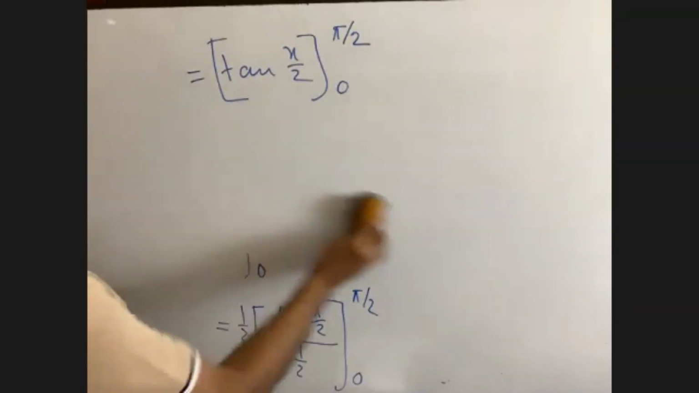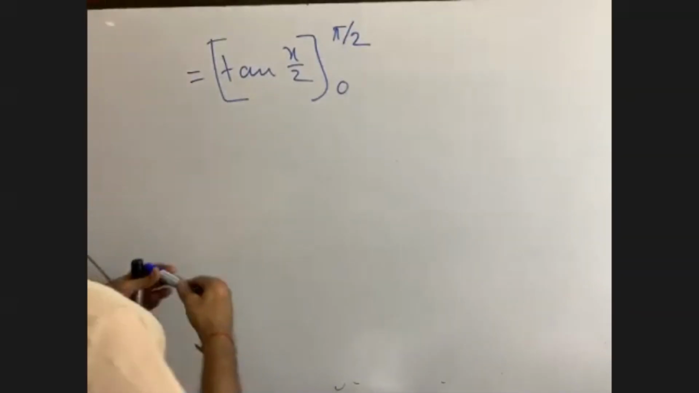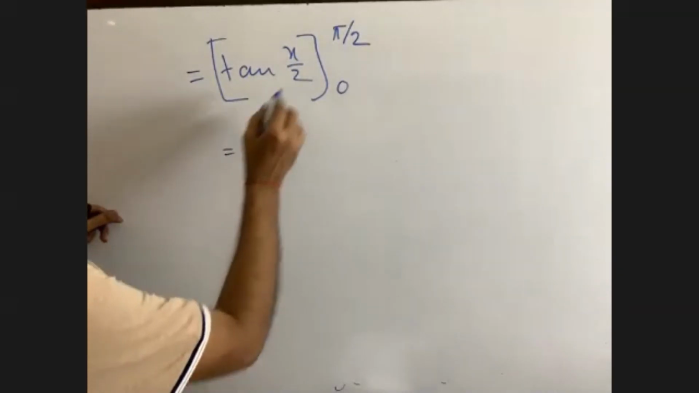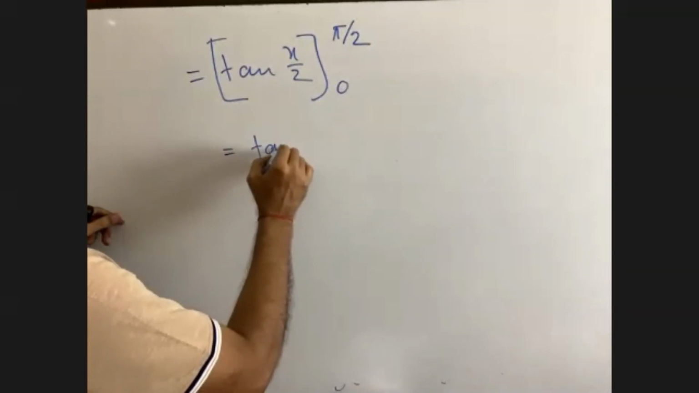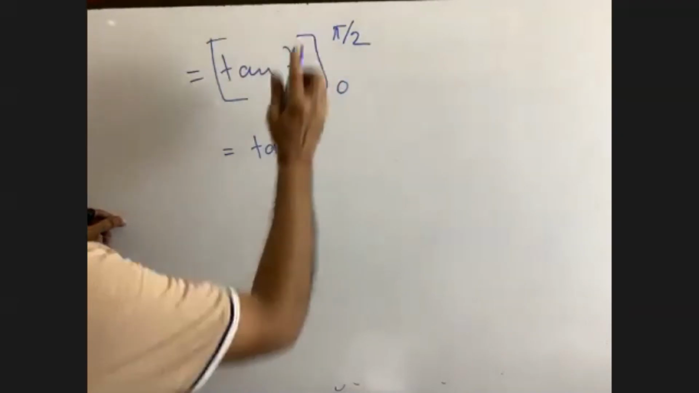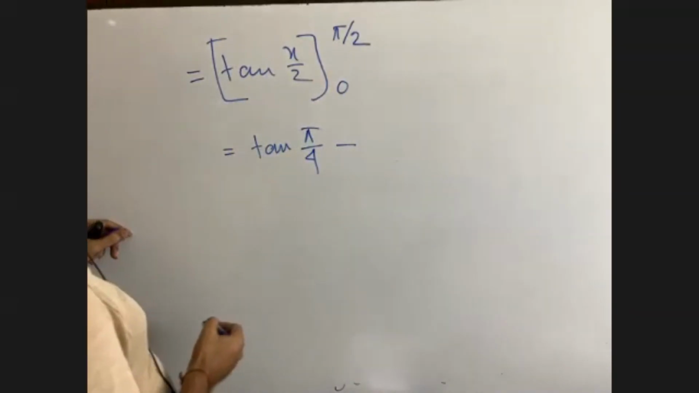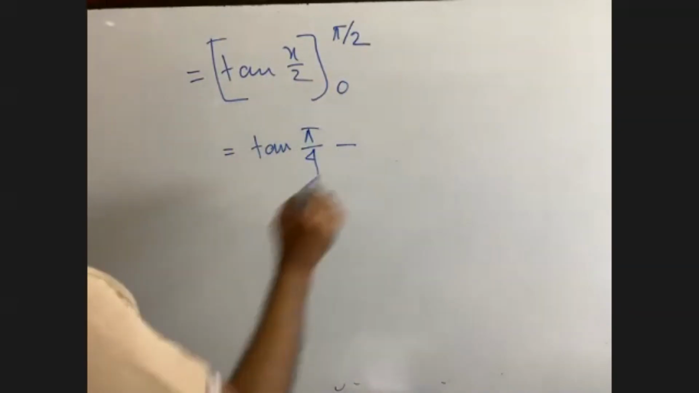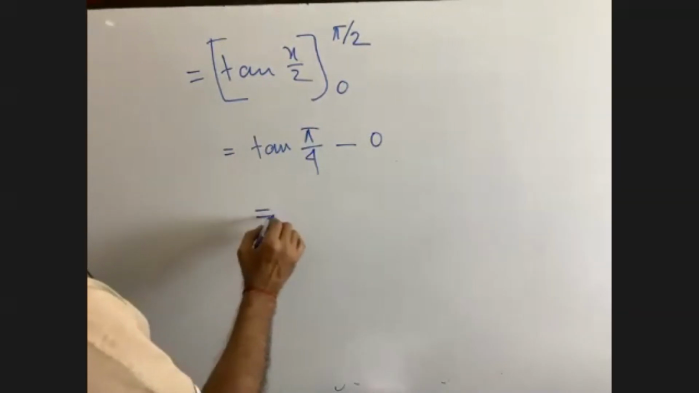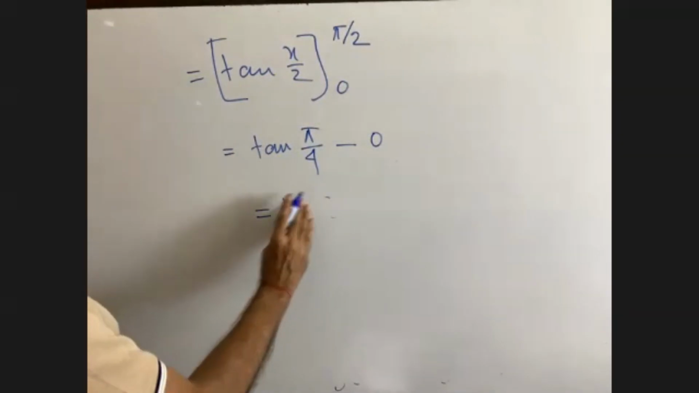Now put the value. What is the value? Let me know. We are getting here tan x by 2. So x is pi by 2, so pi by 4. It is tan pi by 4 minus tan 0. Tan pi by 4 means what? 1. No need to write down tan 0, that means 0. It is our answer.